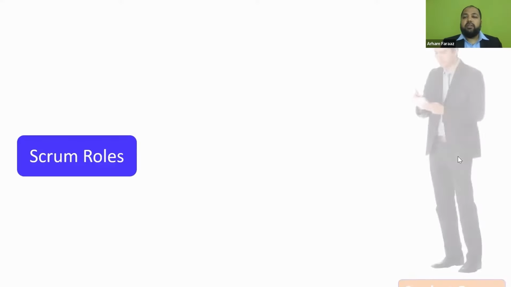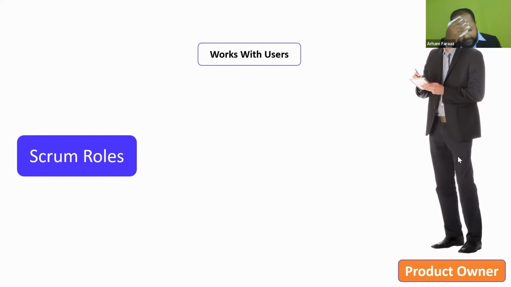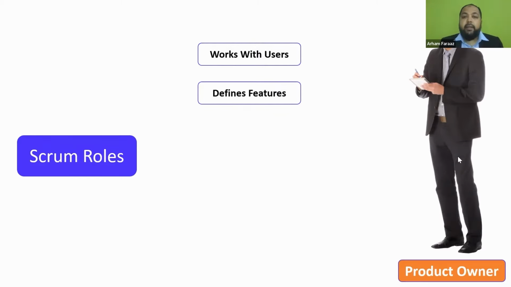The first role is that of a product owner. So what does a product owner do? He works with the end users. He understands what features need to be delivered. He defines the features. He defines the stories. He chops down what has to be built for this particular sprint. So that's what a product owner does.